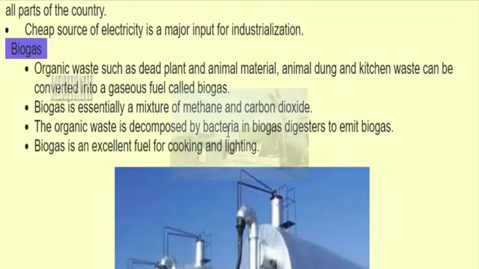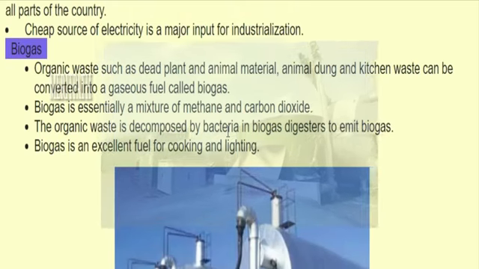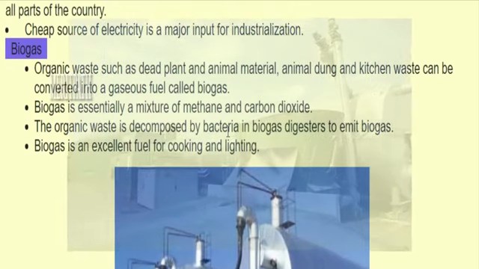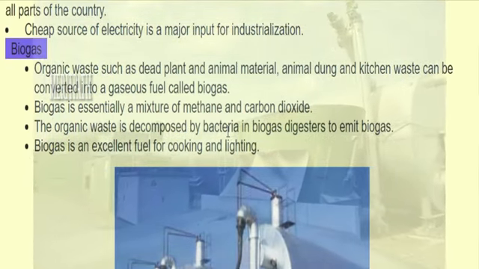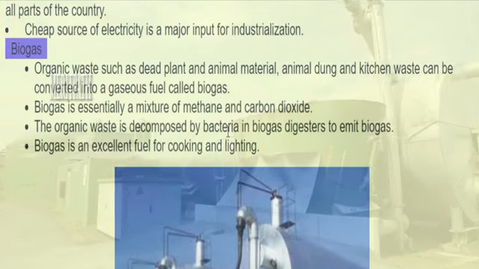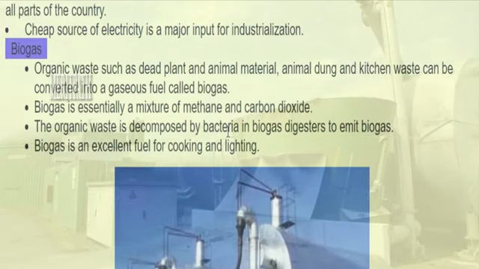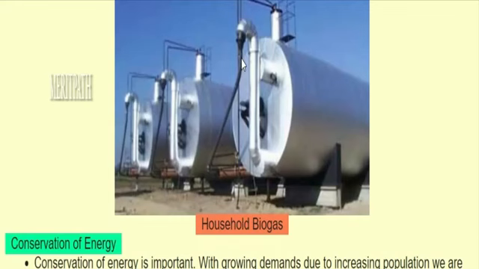Now, biogas. What do you mean by biogas? The gas obtained from organic waste such as dead plants, animal materials, animal dung and kitchen waste can be converted into gaseous fuel. Such converted fuel is known as biogas. The organic waste is decomposed by bacteria in a biogas digester to emit biogas. Biogas is an excellent fuel for cooking and lighting. Here is a picture of a household biogas plant, showing how biogas is generated.